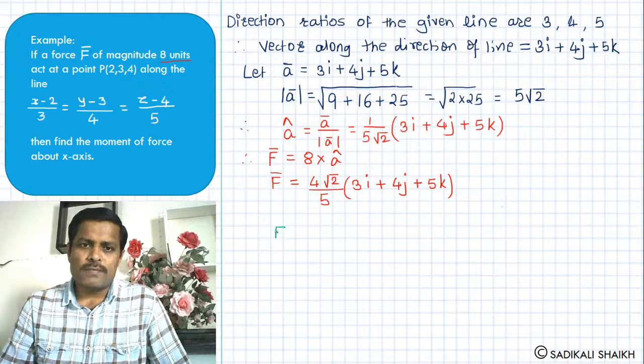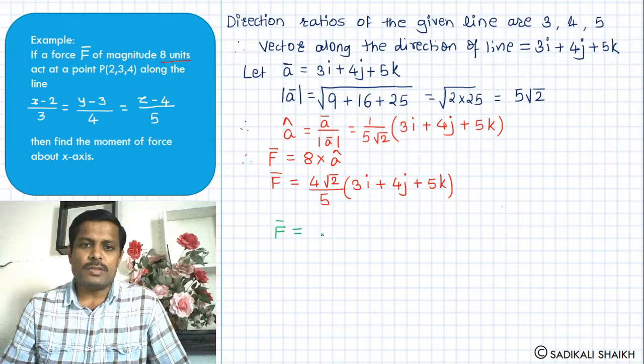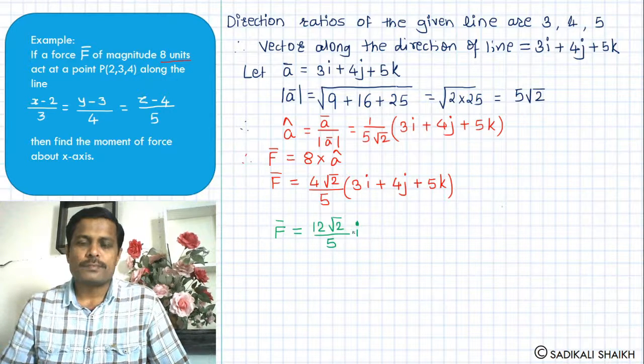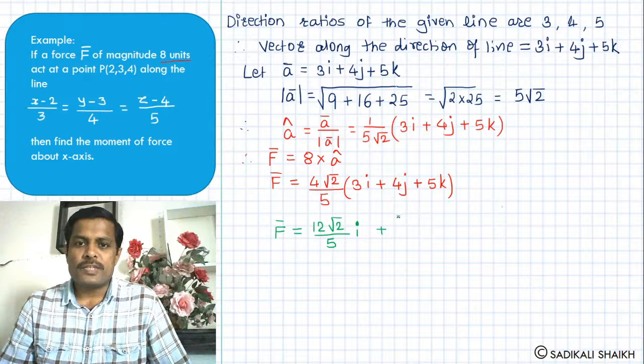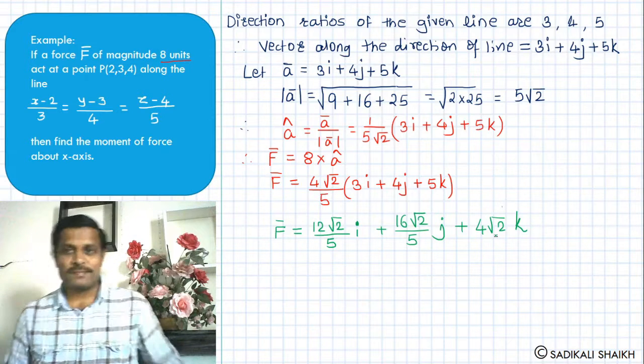So now I'm writing F bar is equal to, now this number multiplied with 3, so I will get 4 3s are 12 root 2 upon 5 i, then plus 16 root 2 upon 5 j. And now when this number multiplies the third term, then the 5 gets cancelled, and I'm just getting 4 root 2 k. Oh my god, this is a vector.